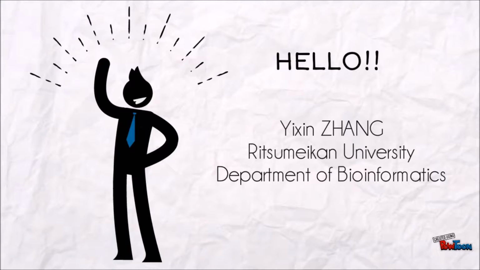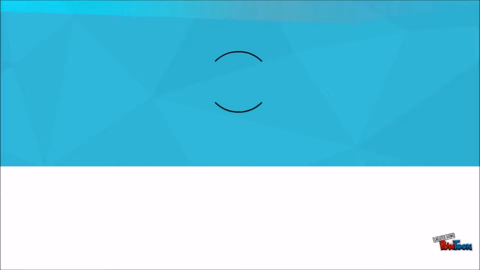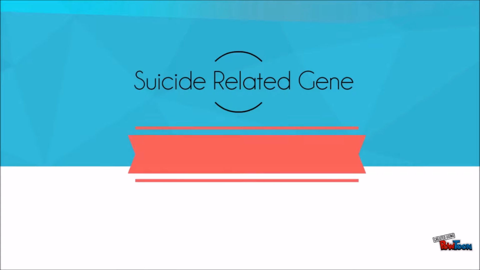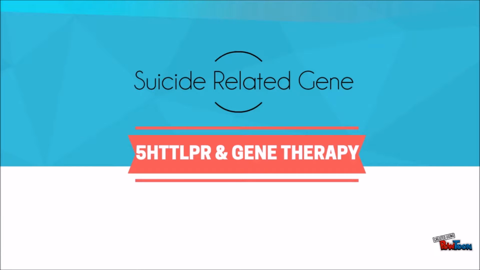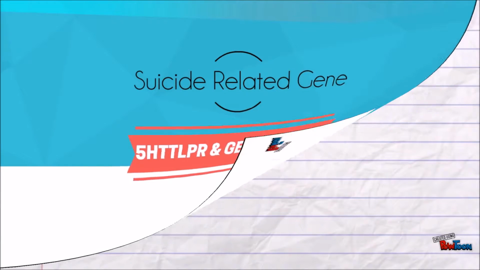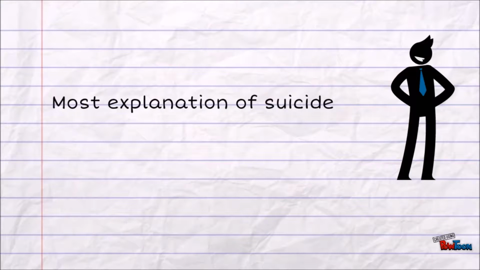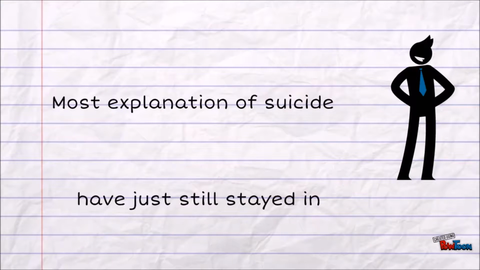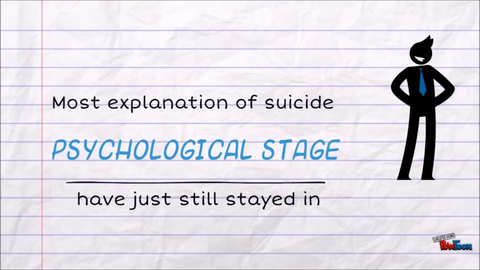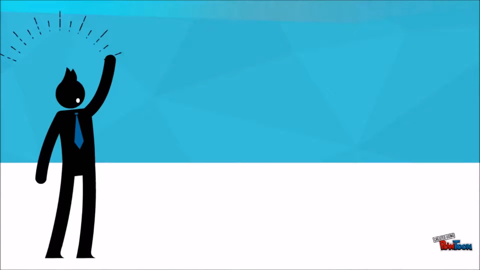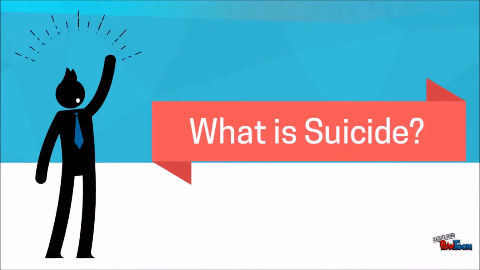I'd like to talk about the suicide-related gene 5HTTLPR and gene therapy. Thus far, most explanations of humans' expressional behavior, like suicide, have still stayed at the psychological stage. So, what is suicide?